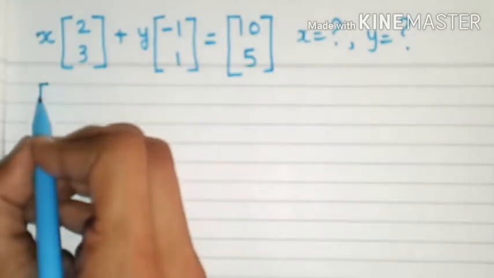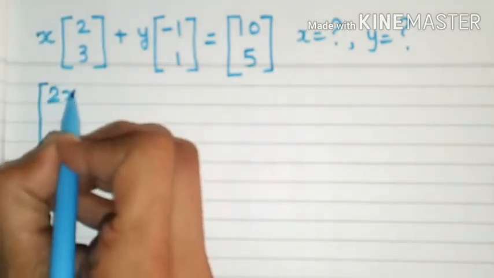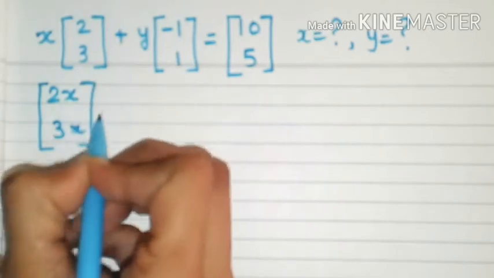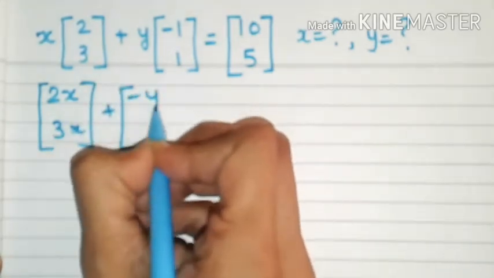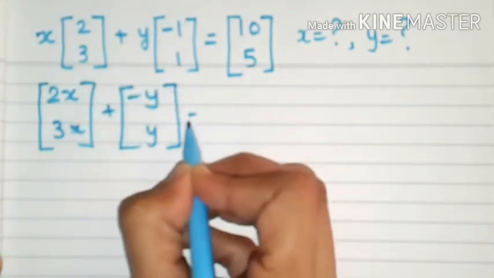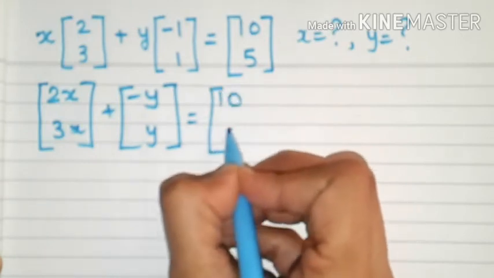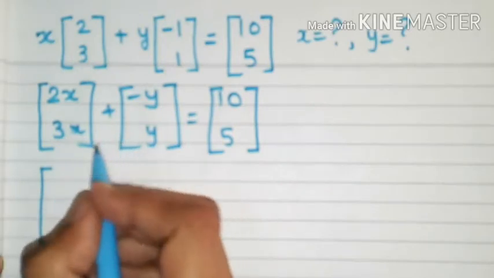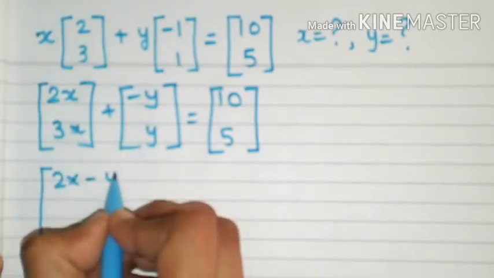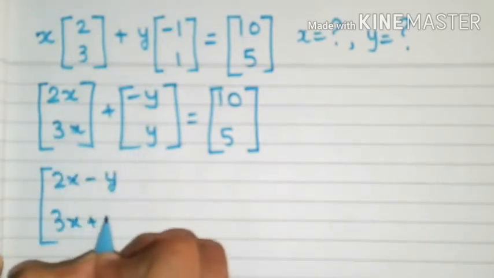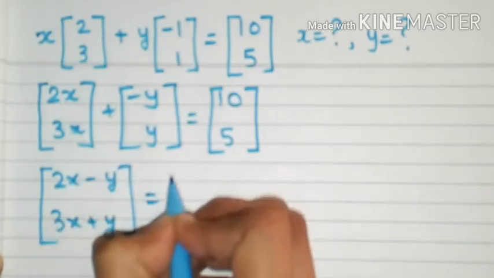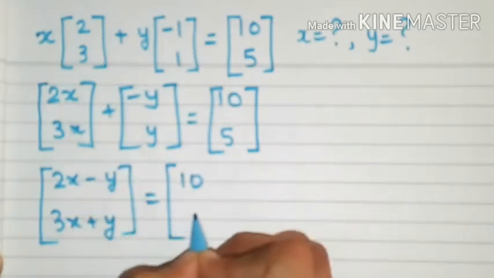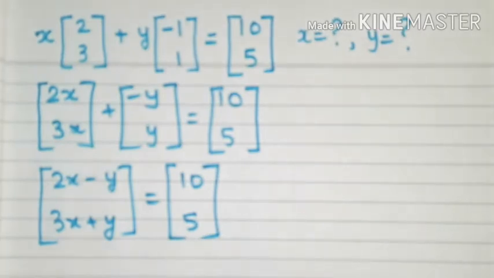So let's go ahead. If I multiply it, I'll get 2x, 3x plus this will be minus y, and this will be equal to 10 and 5. So the next step, let us add these two matrices. So we'll get 2x minus y and 3x plus y. This is equal to 10 and 5. So please note, everywhere the order of the matrix is 2 by 1.